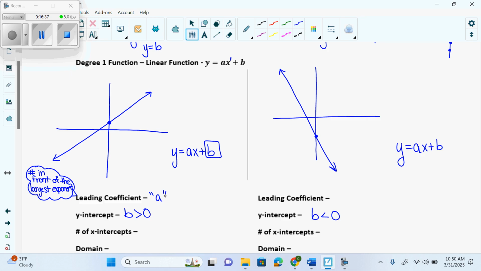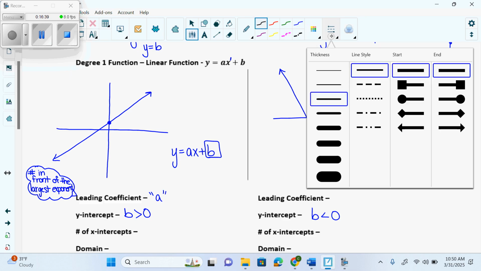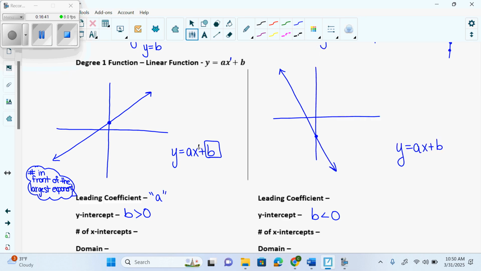Because my largest exponent is 1. And this is the coefficient that leads it. Leading coefficient. Kind of makes sense? Coefficient means number in front. Leading coefficient is the number in front of the entire equation if you wrote it in order, right? Sometimes it's not written in order, right? That's how they switch it a little bit.